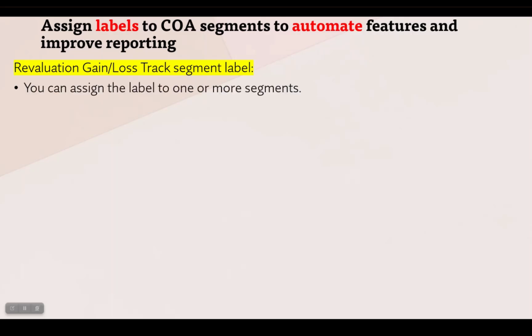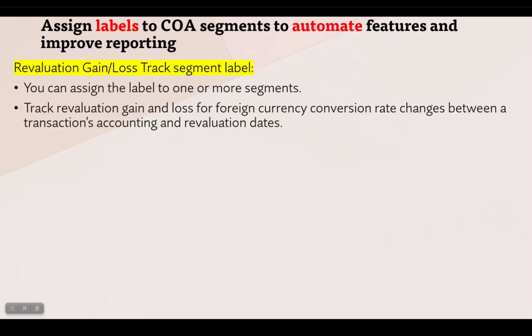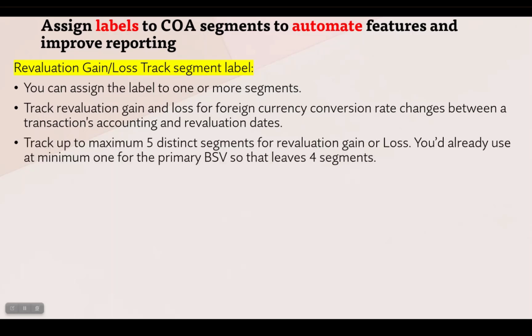Reevaluation gain or loss track. You can assign a label to one or more segments as a reevaluation gain or loss track segment label. This tracks reevaluation for foreign currency conversion rate changes between transaction accounting and reevaluation dates. Like I make transactions with rate 5. By the end of the same period, the rate changes to 5.5 or 7 or whatever. So you can track these conversion rate changes through this label.